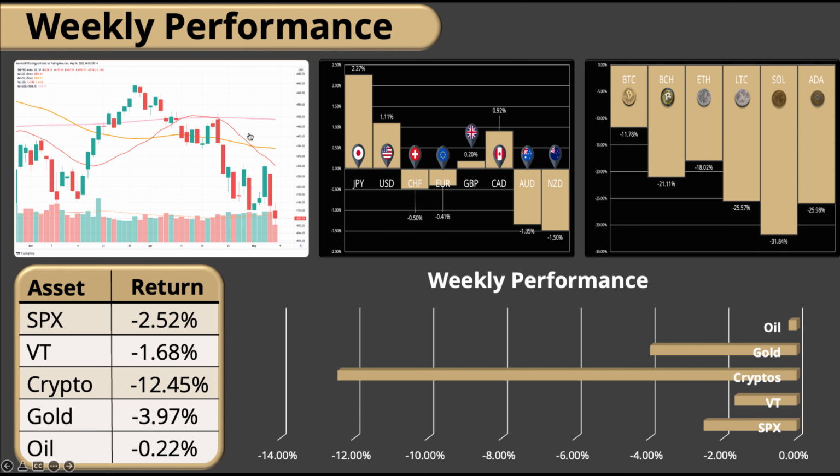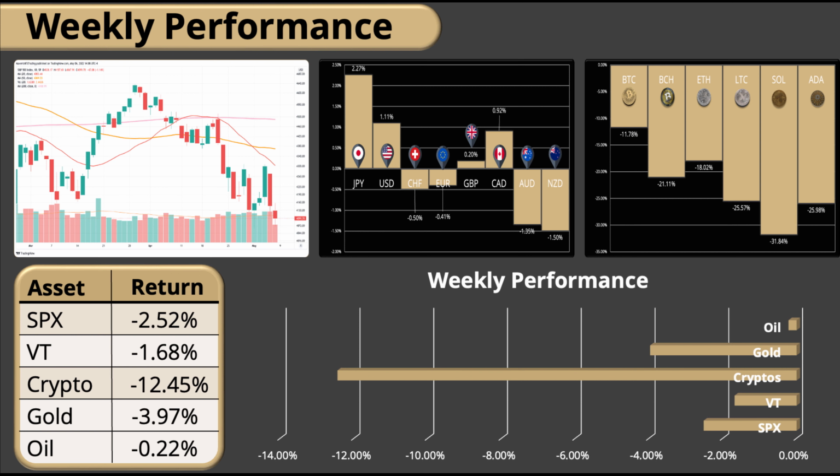So looking at the percentage return, you can see that the S&P was still down, even with the gain that we've seen from the last 24 hours. We are up, but we're still down 2.5%. VT World Stock Index is down 1.68%. Crypto was a bloodbath, down 12.5%.